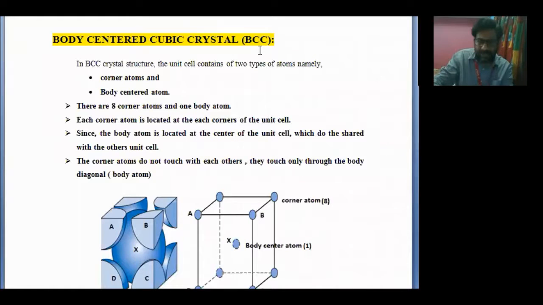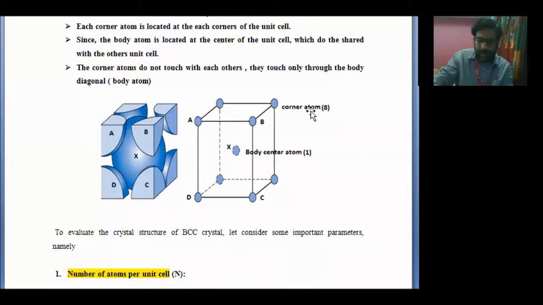BCC crystal structure. In BCC, we have two types of atoms, corner atom and body atom. So totally there are 8 corner atoms and 1 body atom. The body atom is located at the center. The corner atom is located at each corner. The body atom contributes to its own unit cell. The corner atom contributes to other unit cells. Here the contribution is 1 by 8, because it is shared with the other 8 unit cells.